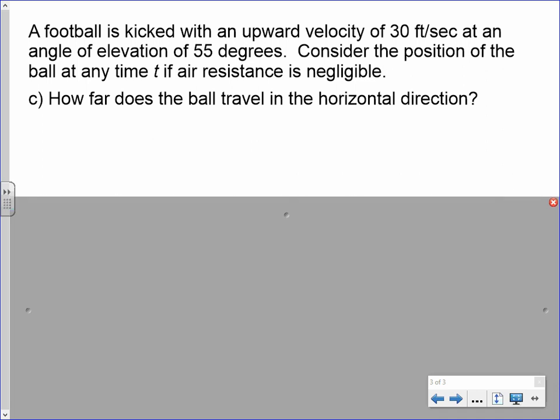How far does the ball travel in the horizontal direction? I even said horizontal. I usually don't do that. How far does the ball travel? We are looking for x. Well, what do we plug in for x? Which t value?